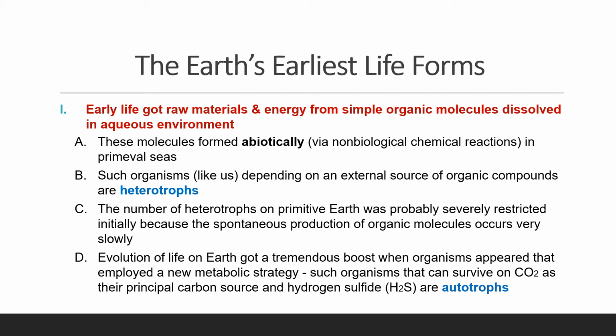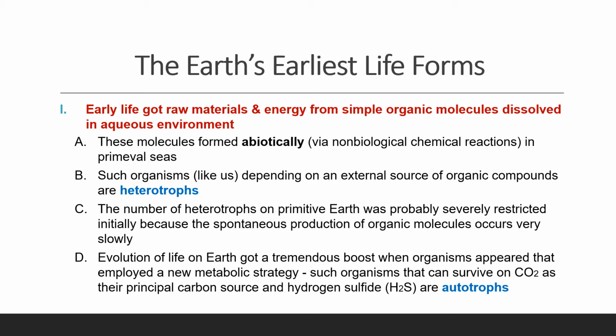Thus, their survival was thought to be because of the presence of nutrients taken from the environment, like what you call your heterotrophs. So again, these types of organisms depend on an external source of organic compounds to be able to thrive. So the number of heterotrophic organisms living in the primitive Earth must have been severely restricted because the spontaneous production of the organic molecules occurred very slowly.